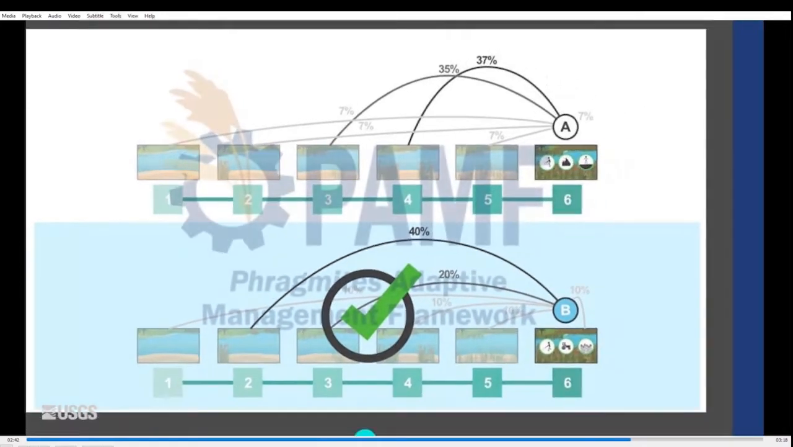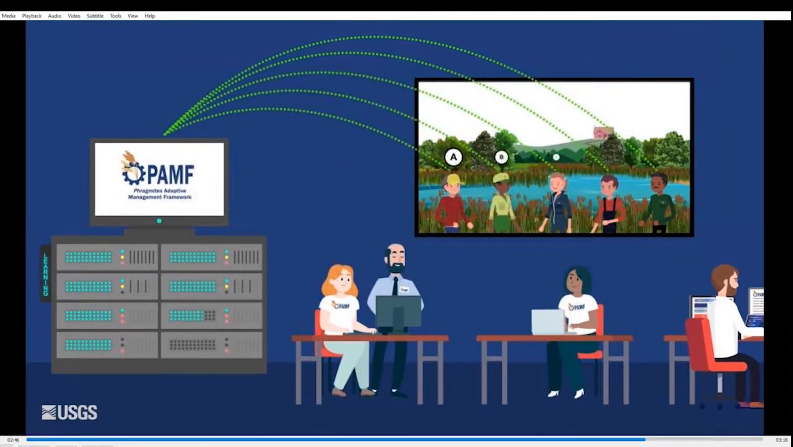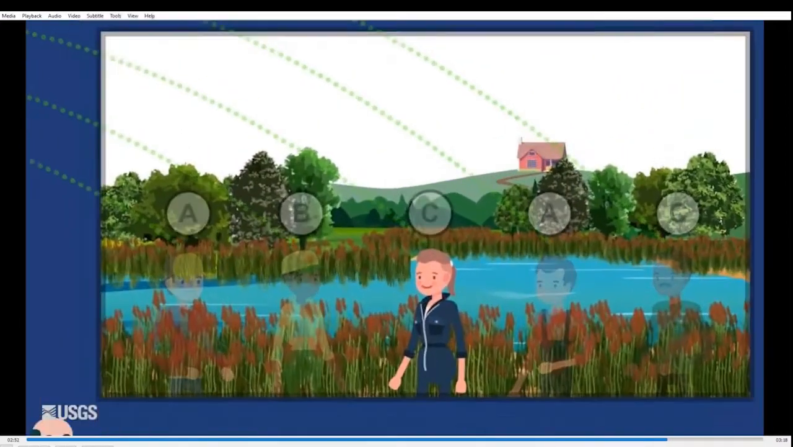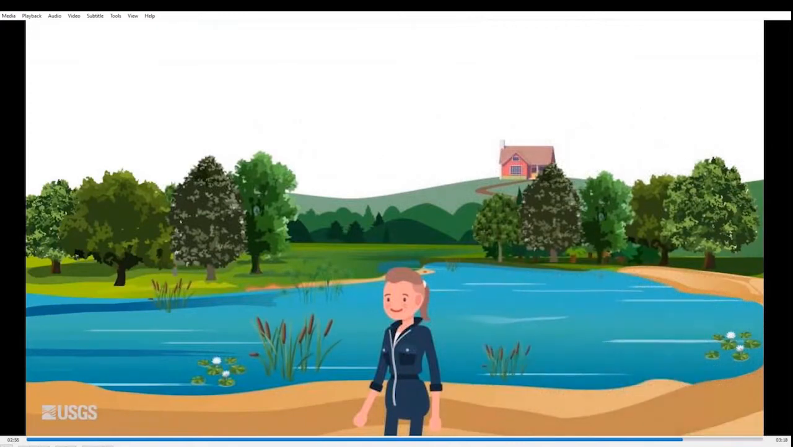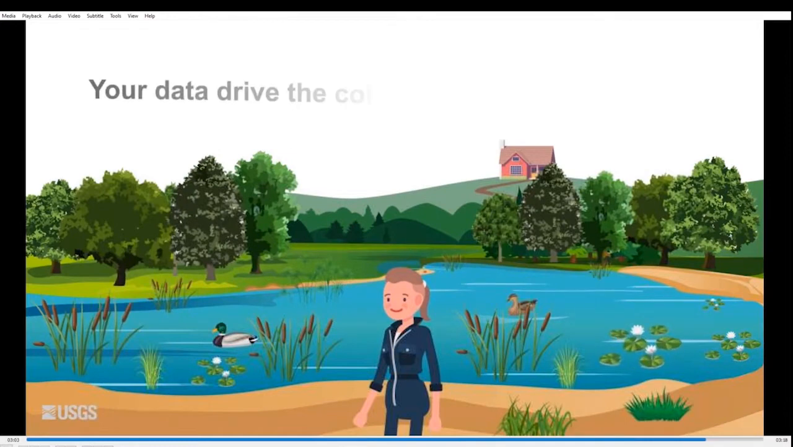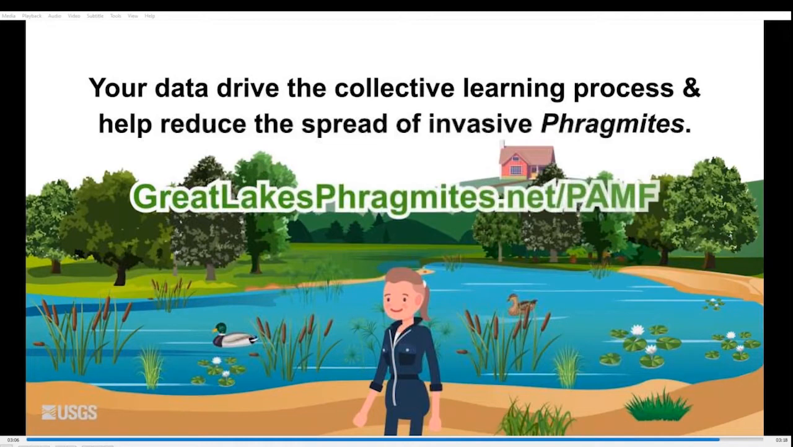As the model collects data about cost and effectiveness of each of PAMF's 16 combinations, its guidance changes to reflect the best information available. You make this happen. The model is a critical part of the adaptive management process and reduces the uncertainty surrounding Phragmites management throughout the Great Lakes Basin. Your data drive the collective learning process and help reduce the spread of invasive Phragmites.